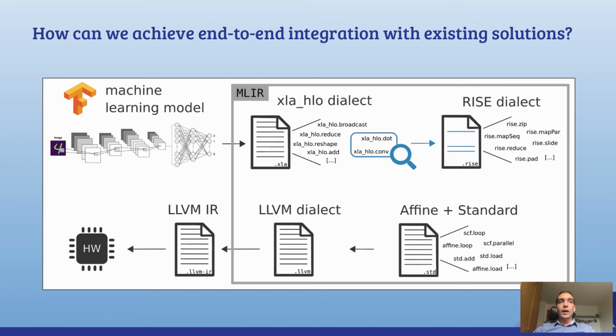And from these two dialects, there already exists the lowering to the LLVM MLIR dialect. And the LLVM MLIR dialect has a one-to-one mapping to LLVM-IR. So this means when we lower RISE to a combination of affine and standard, we can transitively lower our representation to LLVM-IR for execution.